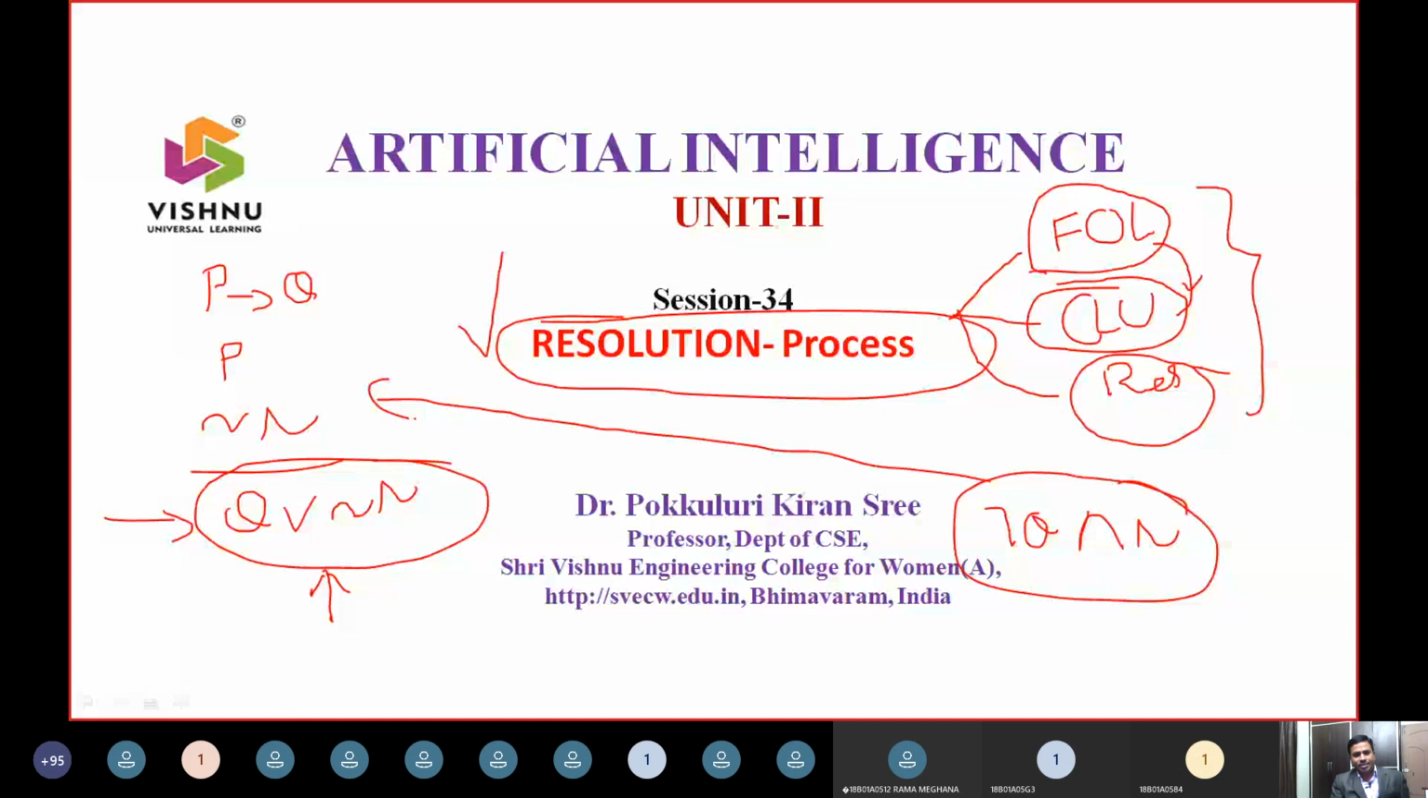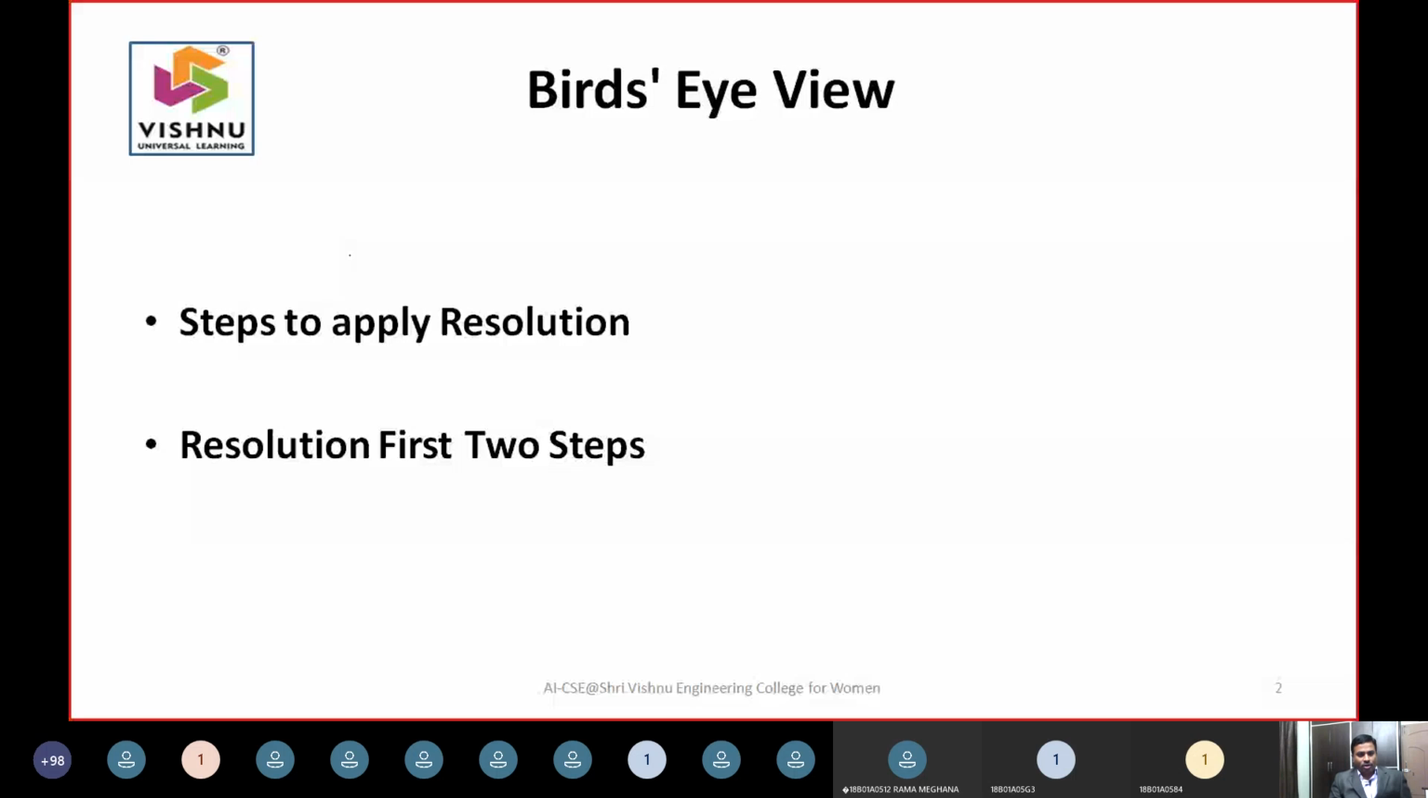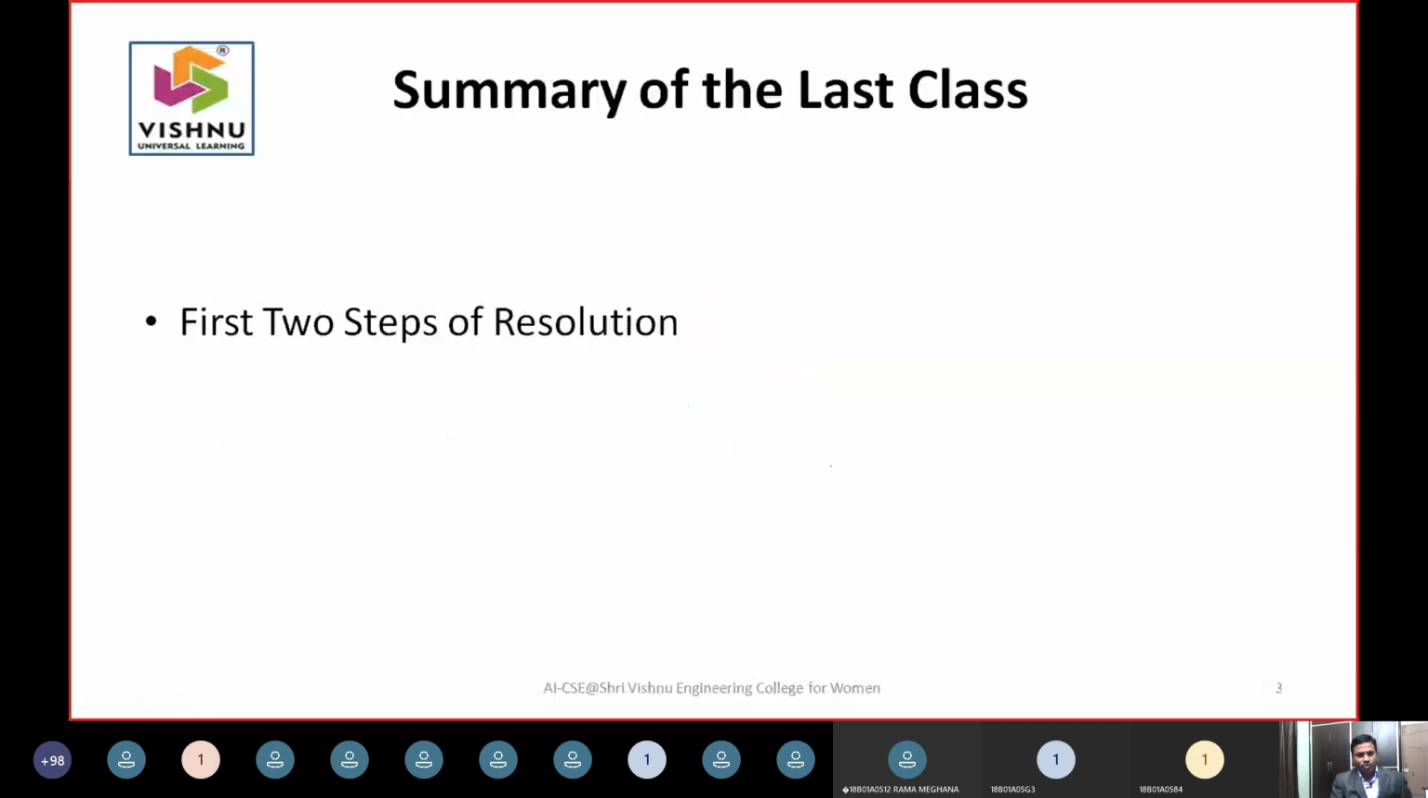The agenda of this class is to understand the resolution process using simple symbols, and then apply this resolution process to some examples that we have done in the earlier classes. We are going to learn about the third step in this resolution process. The first step is how you convert into first order logic, and the second is how you convert first order logic into clause form. This is what we have seen in the last two classes.